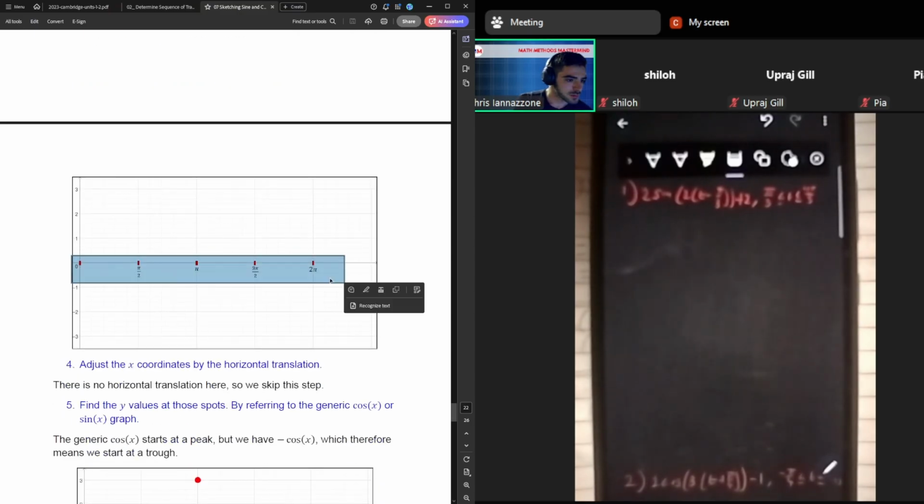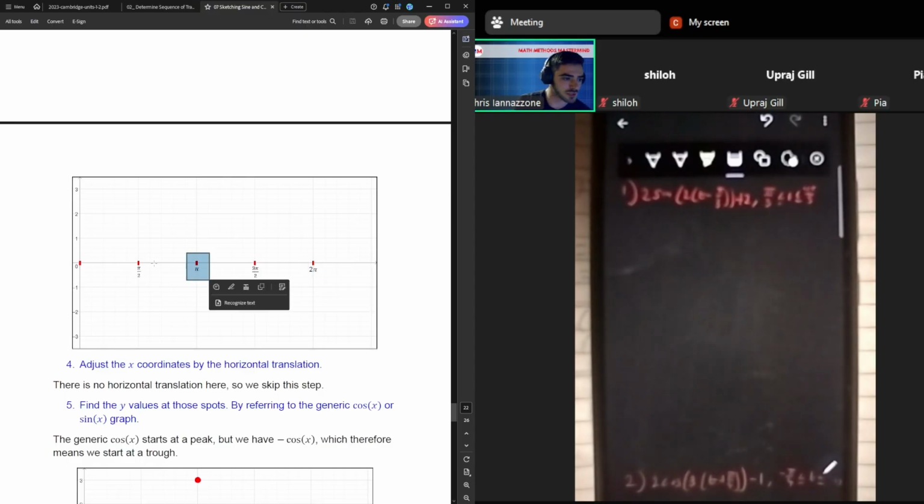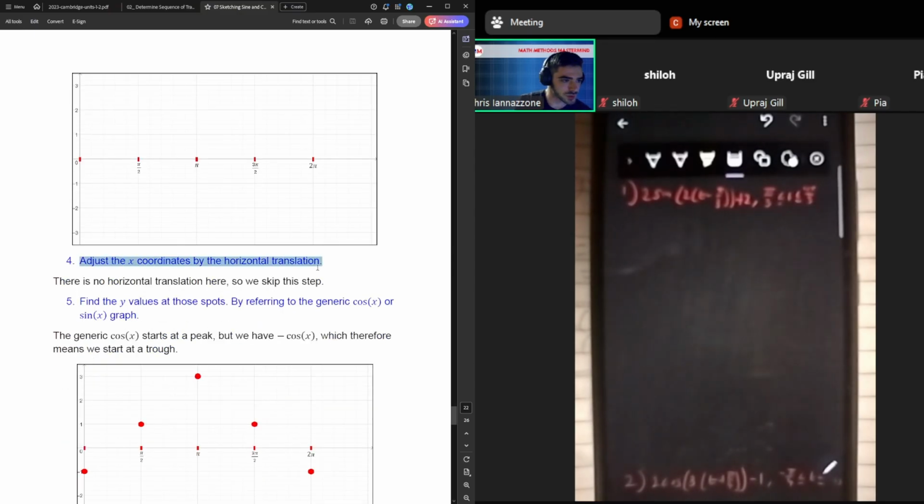From there, you divide the period up into 4 equal parts. The period was 2 pi, halve it to pi on 2, and then backfill. If you have a horizontal translation, this is where you would adjust these. So if this was like a plus pi over 3, then you would shift all of these back by pi over 3 by doing a subtraction. And that would be kind of painful because you have to adjust all the denominators, but that's what you would have to do if there was a horizontal translation.